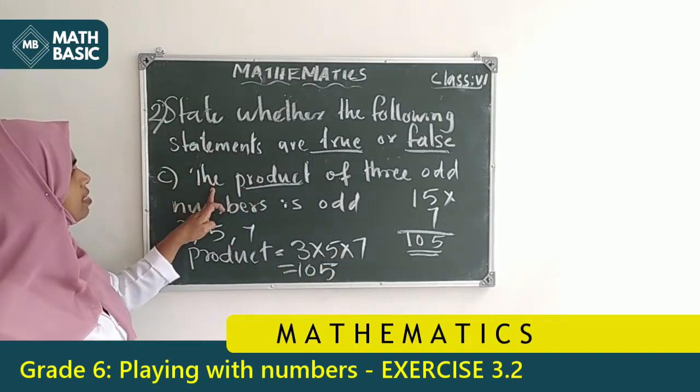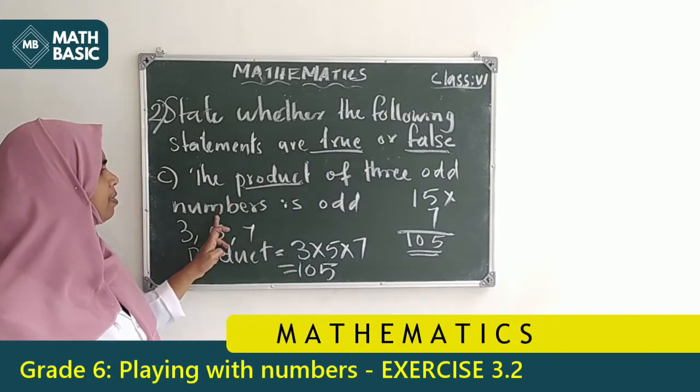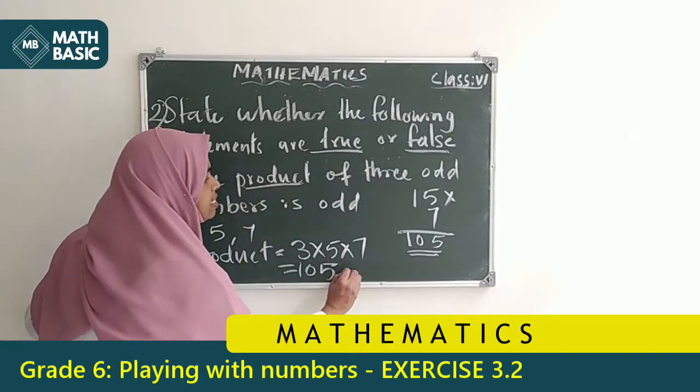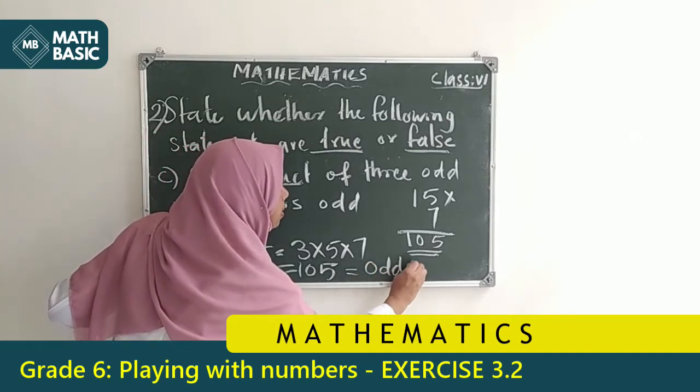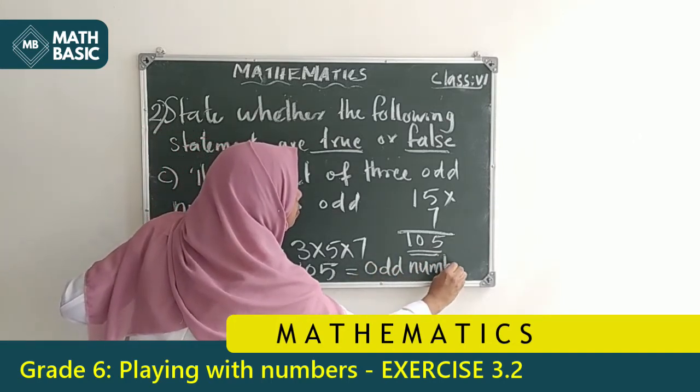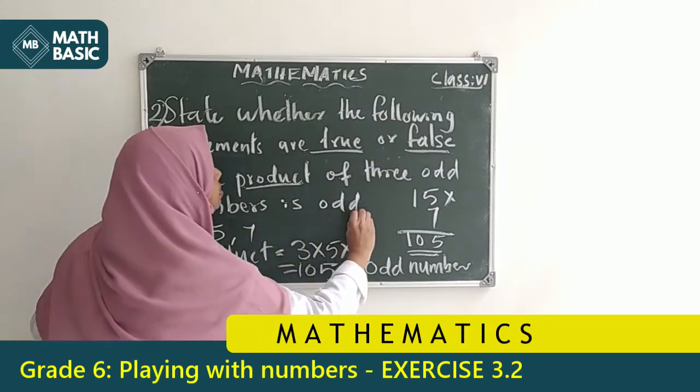The statement is, the product of three odd numbers is odd. This is which number, odd or even? Here, this is an odd number. So, the statement is true.